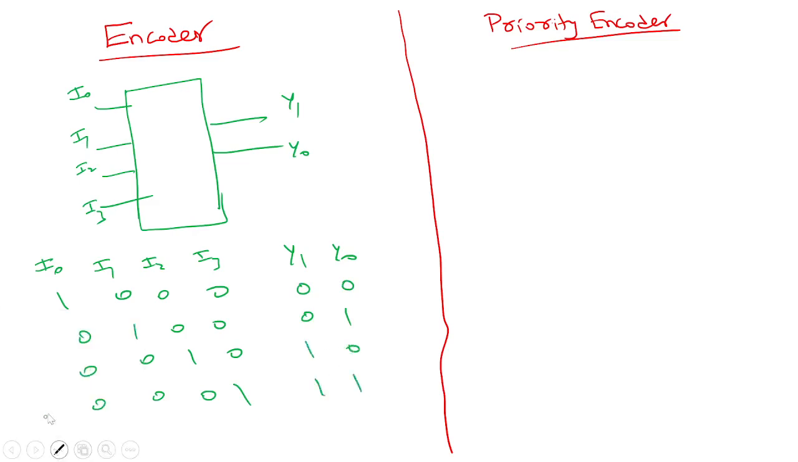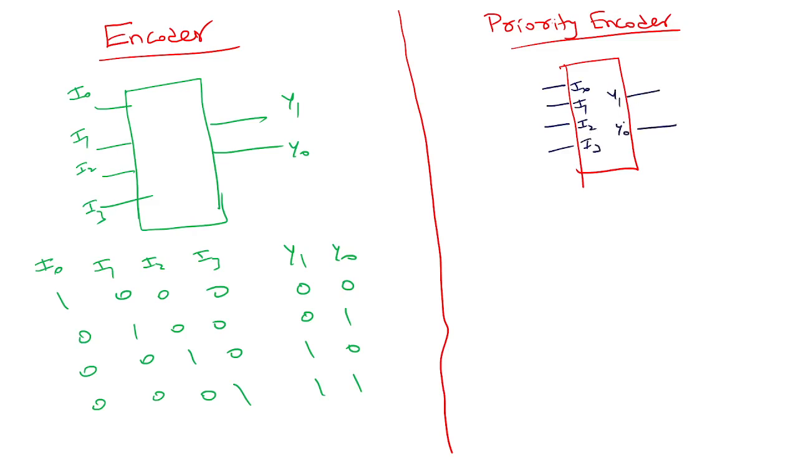Now, how does a priority encoder work? I just want to tweak it a bit. Same inputs, I0, I1, I2, I3, and we have also seen the issue, right? When one of them gets corrupted, then everything will be corrupted on the output side. So what we do is we give priority. We say I3 is the highest priority, then I2, then I1, then I0. What does more priority mean?